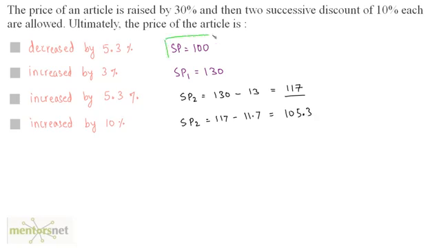So the original price was 100 and the new price is 105.3. So there is an increase of 5.3 rupees. Basically I took this as 100, so I can say that there is an increase of 5.3%. So the answer is option C.